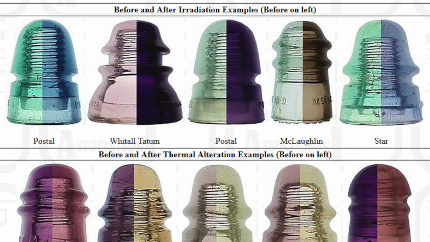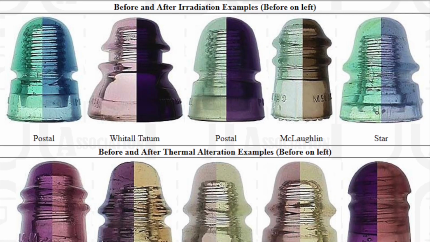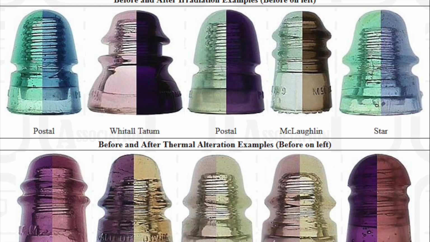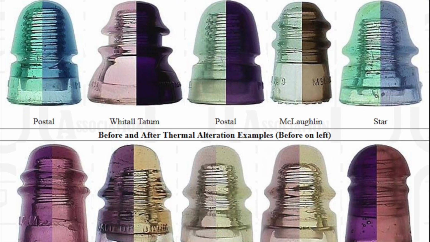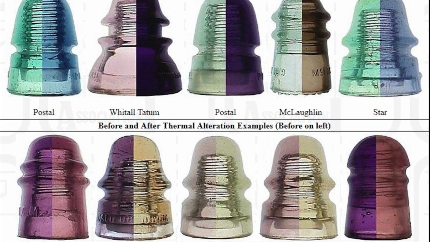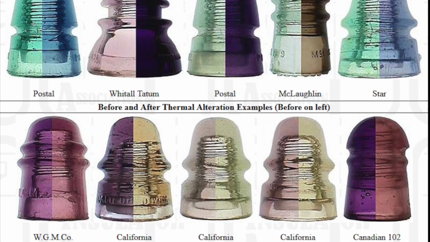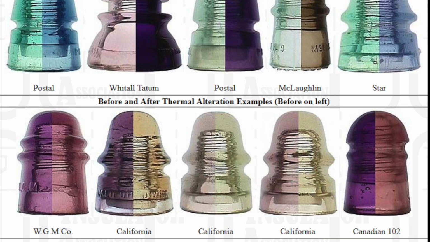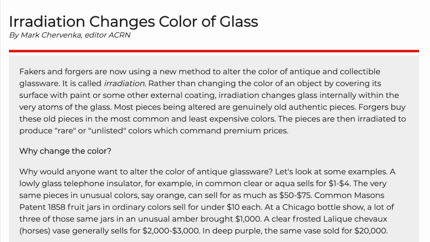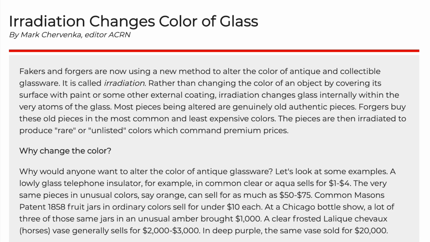Now this irradiation of this glass could be a good thing, allowing you to produce these vibrant purples and these nice amber brown colors, but it could be a problem for glass collectors looking for authentic colors in glass. A paper written by Mark Javinka on irradiation changes the color of glass says, "Why would anyone want to alter the color of antique glassware? Let's look at some examples.